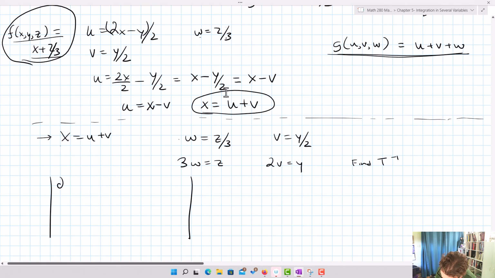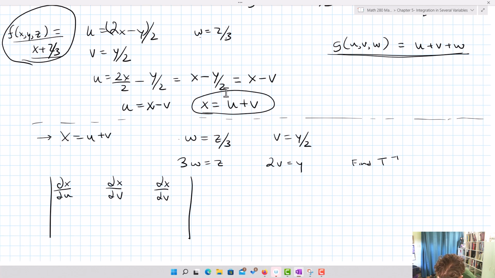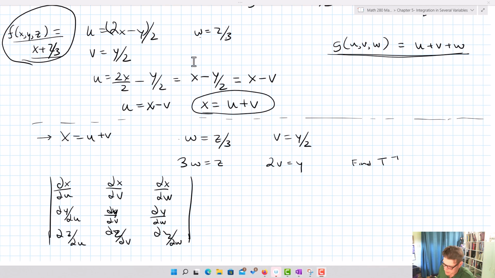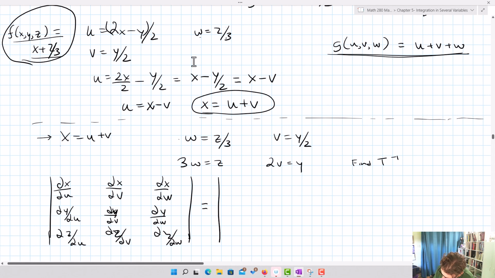So del x del u, del x del v, del x del w, del y del u, del y del v, del y del w, and then del z del u, del z del v, del z del w. And then we're going to find the determinant of that. So we've got a little bit of work to do here. We've got to find some partials.